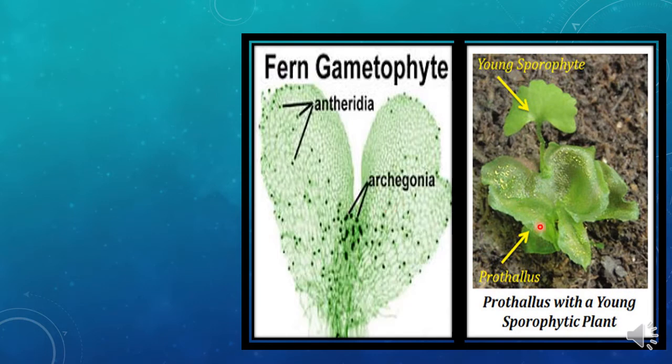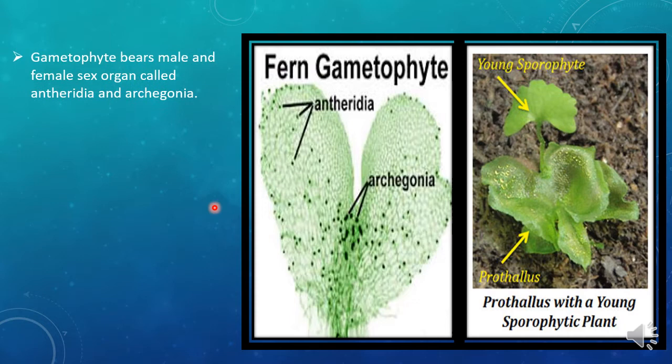See, this is the egg and the sporophytic plant. This is the prothallus, which is formed after the germination of spores, and this prothallus gives rise to the sporophytic plant body. This is the young sporophyte produced. Gametophyte bears male and female sex organ called antheridia and archegonia.